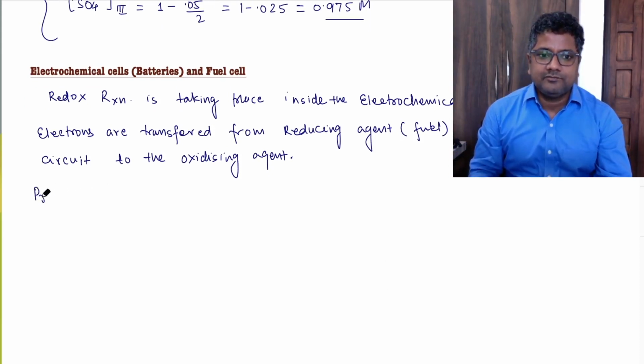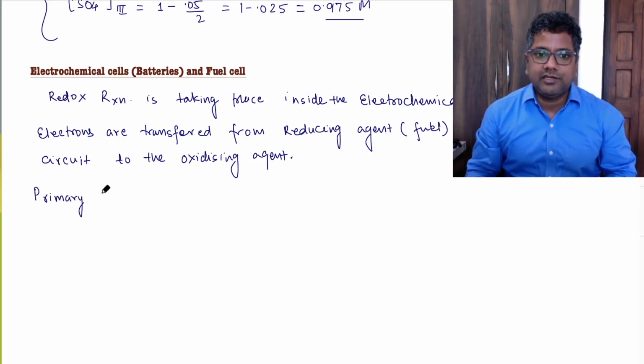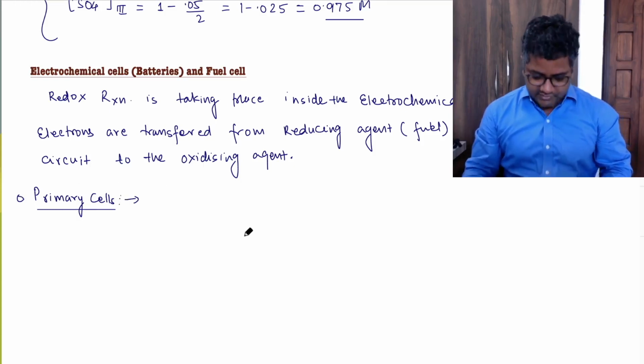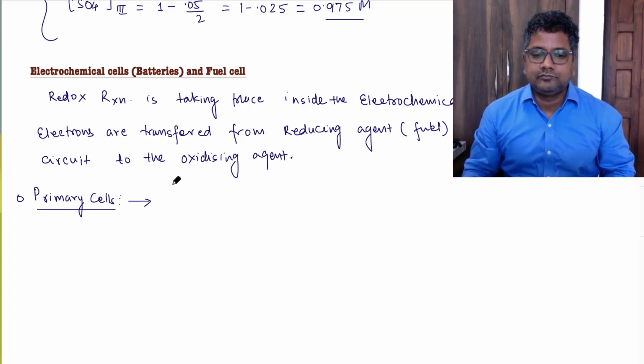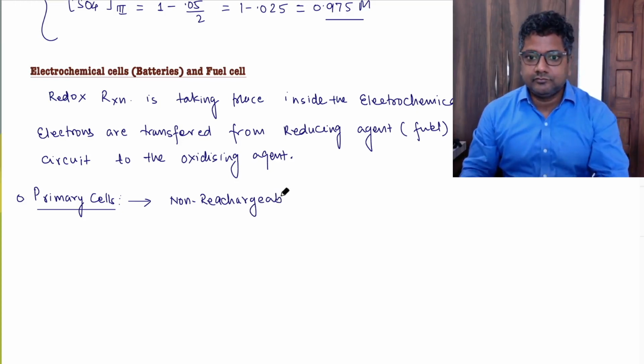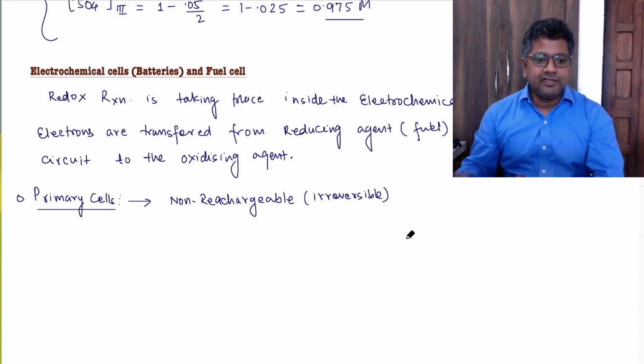Primary cells are non-rechargeable. That is, irreversible. They are called primary cells.